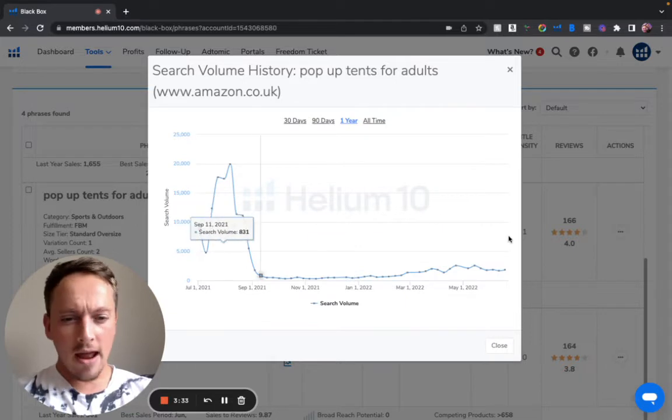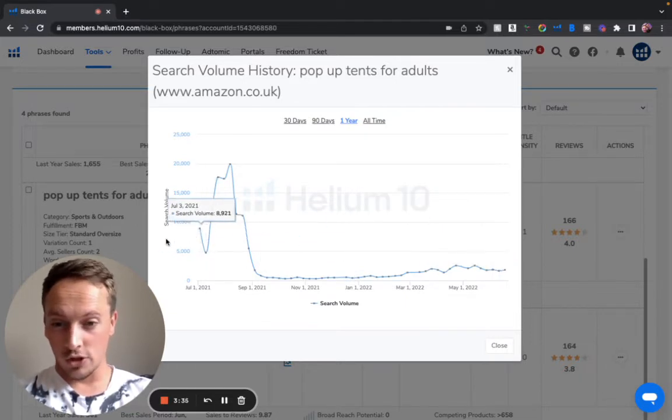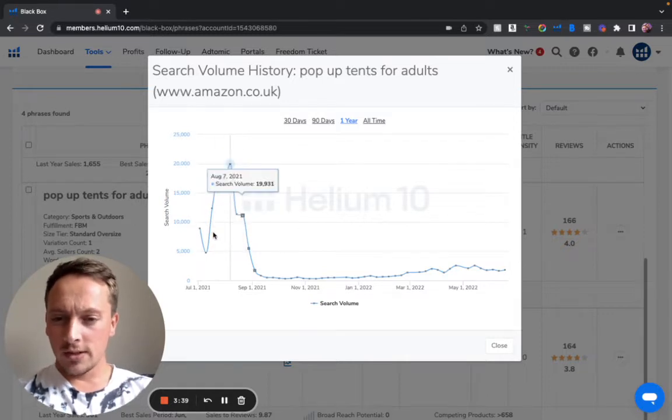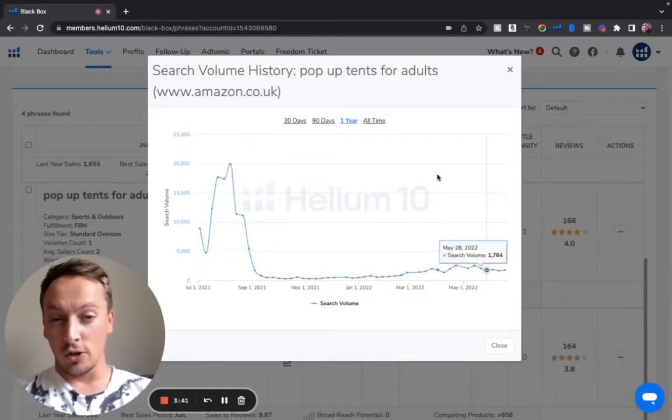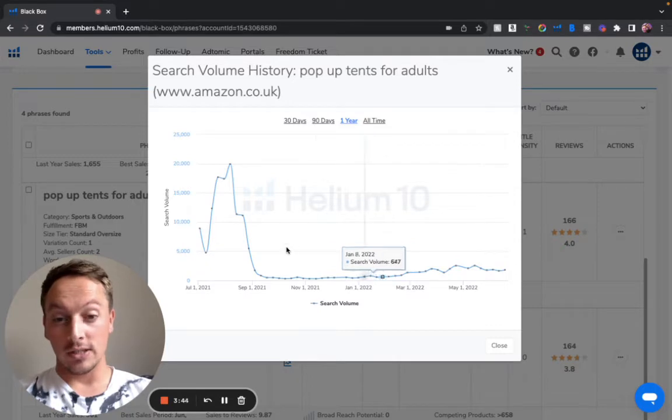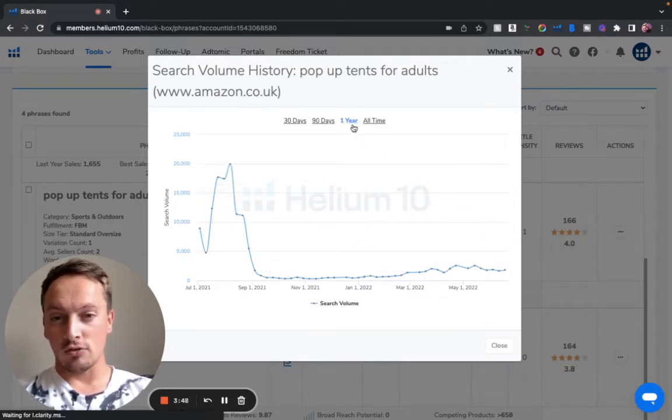As you can see, around about this time now, so we're just coming to June and then July, the search criteria just goes huge. So knowing this sort of data, you could do a pretty seasonal brand that still gets sales throughout the year just by checking the history on Helium 10 here.